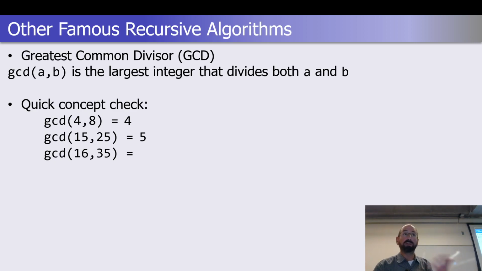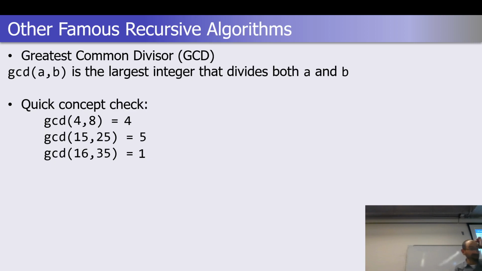So 5 is the largest thing that evenly divides 15 and 25. And then oftentimes you'll be interested in knowing, are two numbers relatively prime to each other? What's the GCD of 16 and 35? Right, because we can calculate all the divisors of 16: 1, 2, 4, 8, 16, all the divisors of 35: 1, 5, 7, 35, and there's nothing in common other than 1. 1 is always guaranteed to be a divisor. Those two numbers are relatively prime.